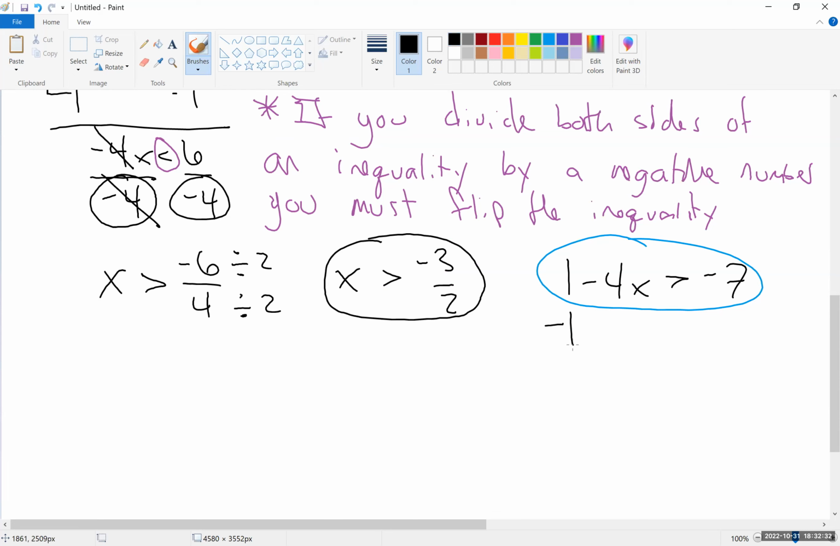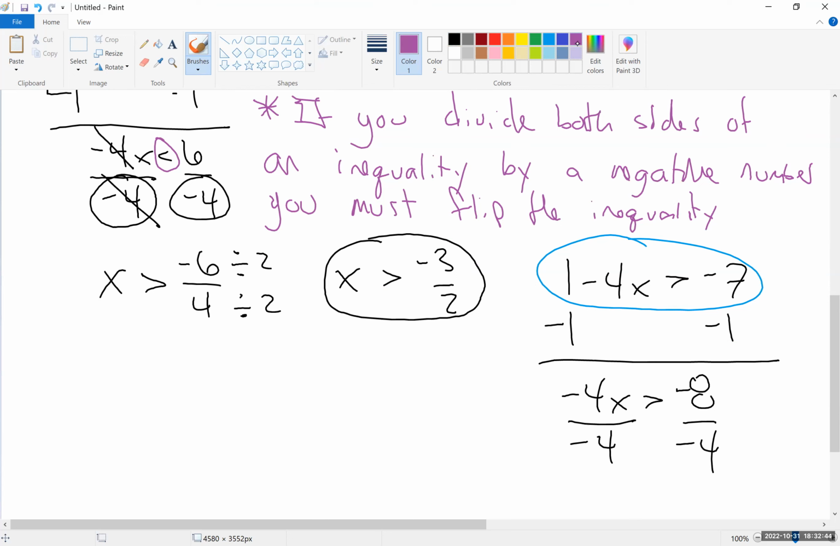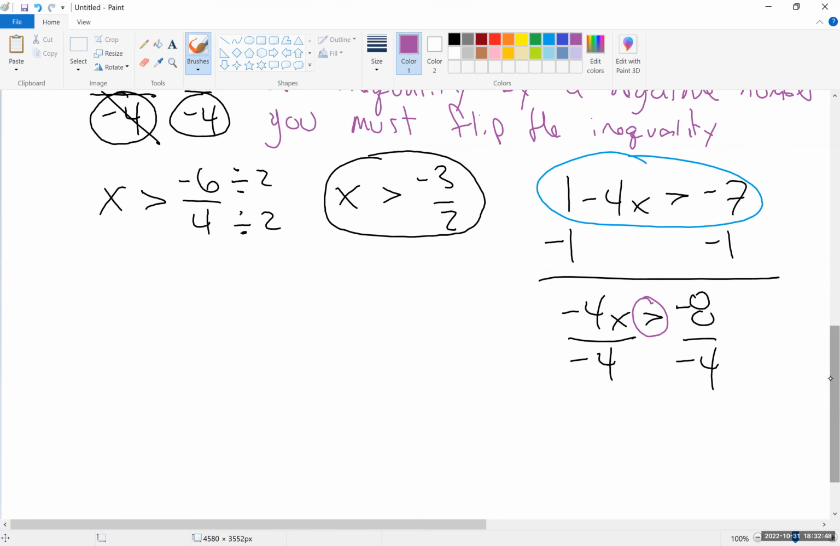Well, we subtract 1. Negative 4x is greater than negative 7 minus 1 is negative 8. Divide both sides of the inequality by negative 4. We have to flip the sign because we decided to divide both sides of the inequality by a negative number. That means we got to flip the sign. So we're going to get x is less than negative 8 divided by negative 4 is positive 2.